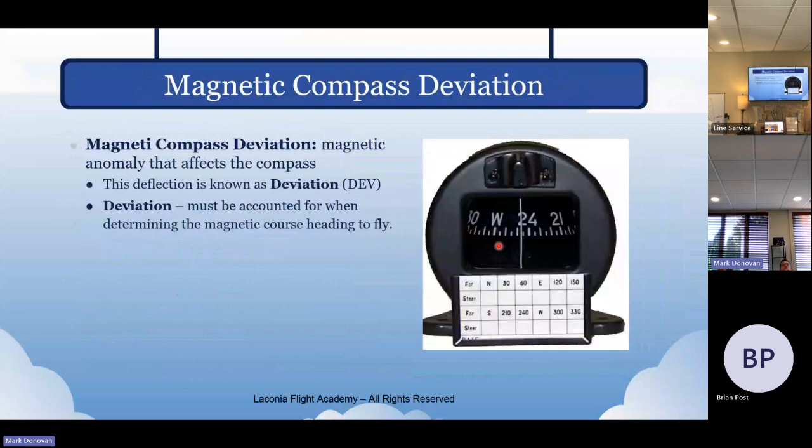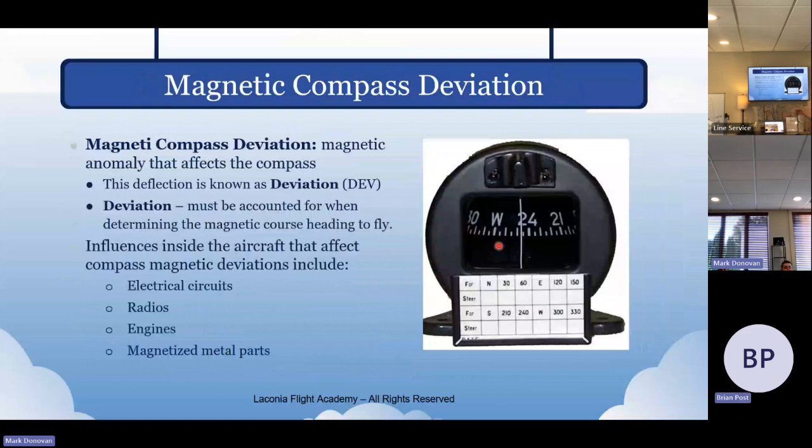The other thing that we have to factor in is the compass deviation. Again, the compass may not read accurately because of its installation in the aircraft. Radio frequencies could be affecting it. Metal inside the aircraft could be affecting it. And it's basically known as magnetic compass deviation. So you have to factor that in when you're flying.